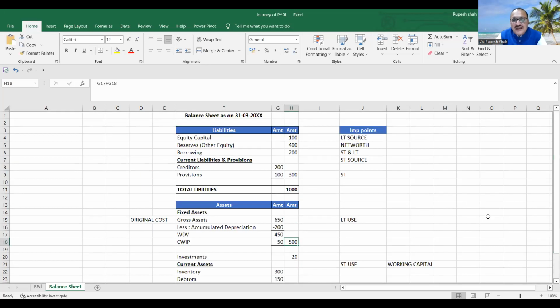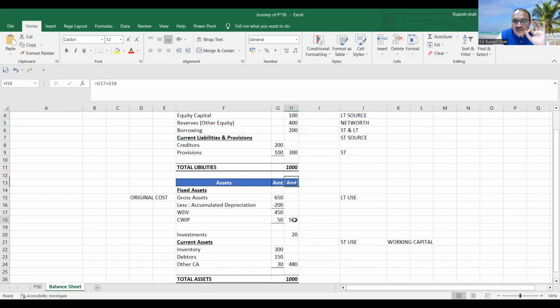So what you understand is that out of this 1,000 crore, 500 crore is from long-term source, and the borrowing of 100 crore is a long-term source. So 600 crore is long-term source, and of this, 500 crore is put into the fixed assets, which is also a long-term use. Now, why is it very important to understand this as an analyst? There is a cardinal principle in finance that long-term money should be used for long-term purposes. Long-term source money can go into the long-term usage or into the short-term usage.